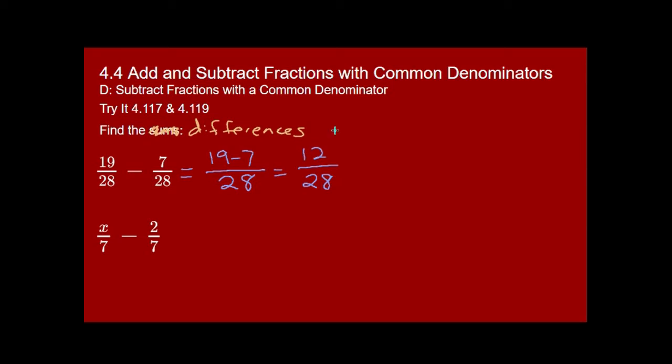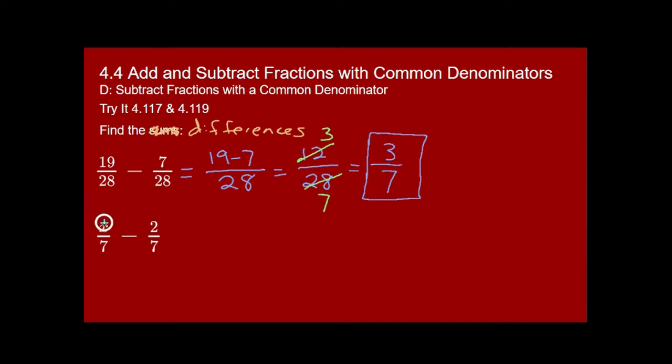If you didn't figure out 4, that's fine, and you just started with 2, you would go ahead and reduce and then realize you need to reduce again. Let's go ahead and do 4 though. 4 goes into 12 3 times, and 4 goes into 28 7 times. So then I am left with 3/7. So 19/28 minus 7/28 is equal to 3/7.